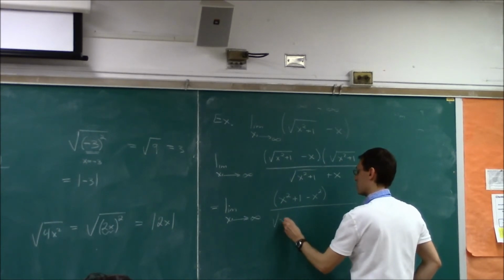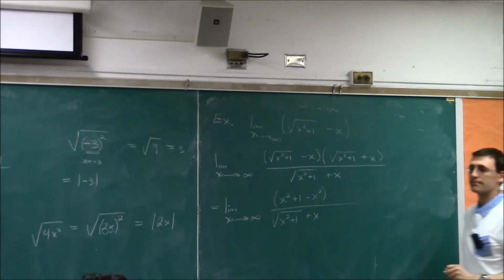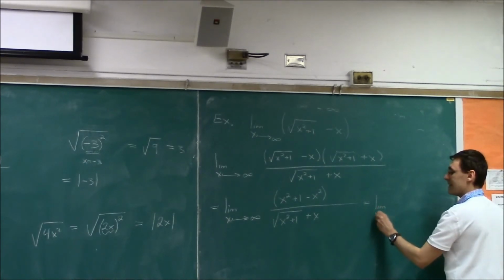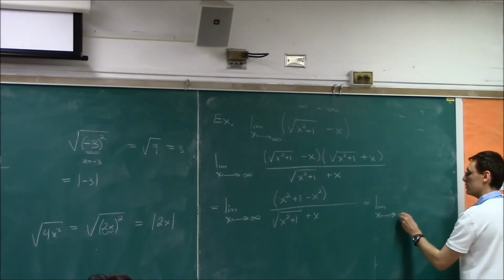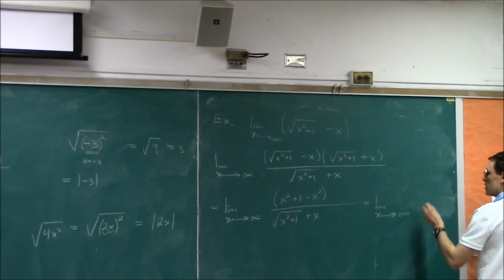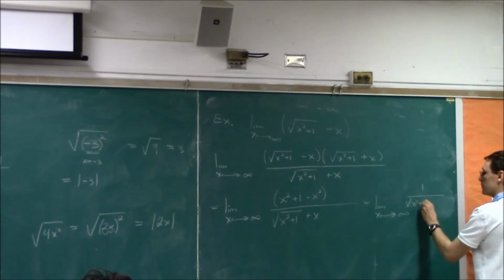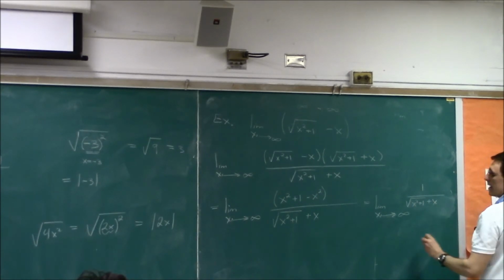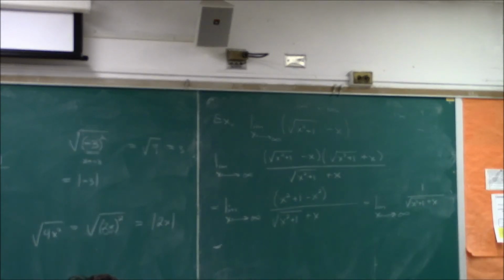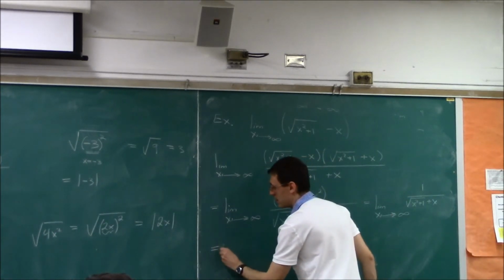Denominator stays as root x squared plus 1 plus x. So what we have now is limit as x goes to infinity. We have x squared minus x squared cross out. So we now have 1 over root x squared plus 1 plus x. And this number is now very easy to judge. What is this going to? 0. So the hypothesis that we made was correct.